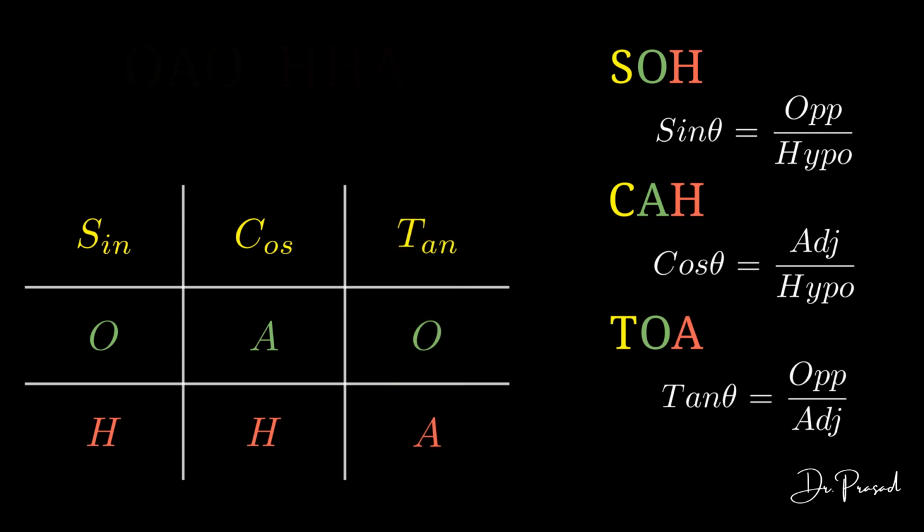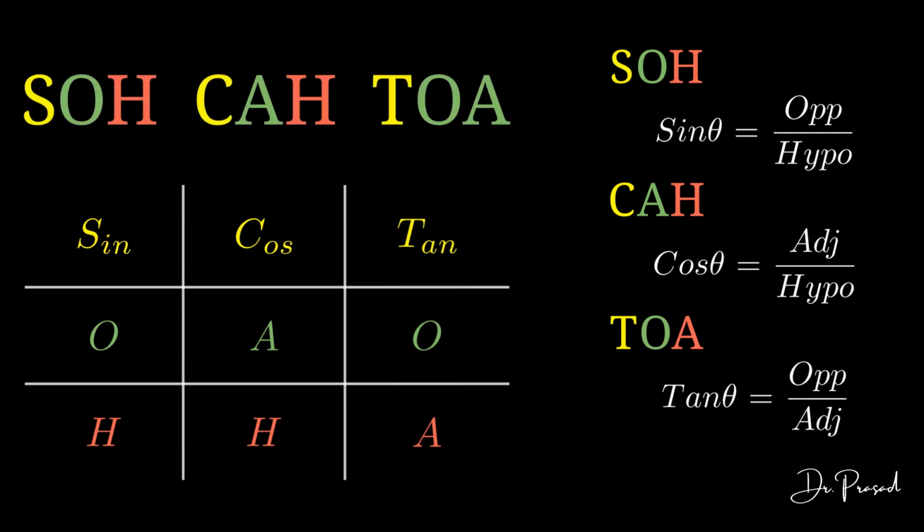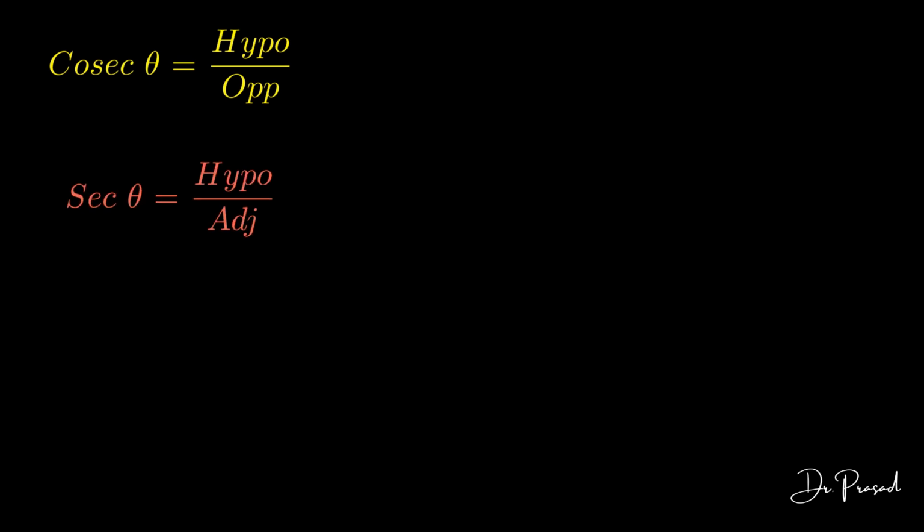Some people simply like to remember the chant or mantra SOH-CAH-TOA. So if you remember SOH-CAH-TOA or OAO HHA, you are getting the same results. You can choose whatever suits you best. There are three more ratios: hypotenuse by opposite, which is called cosec theta; hypotenuse by adjacent is called sec theta; and adjacent by opposite is called cot of angle theta.